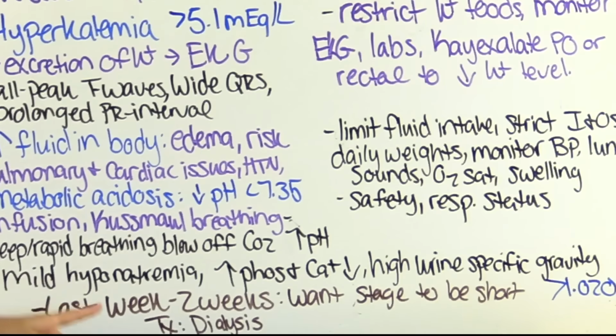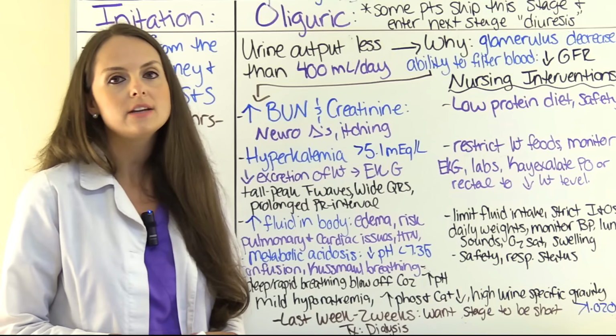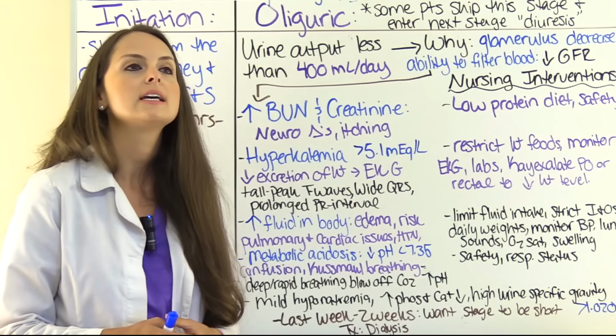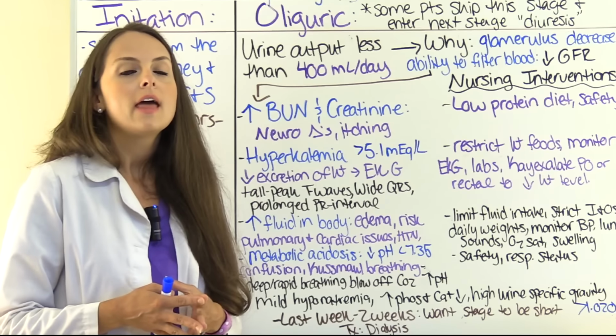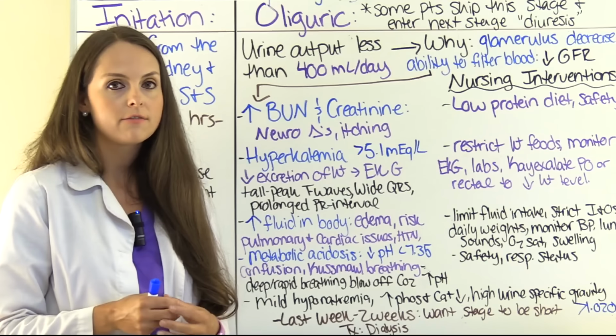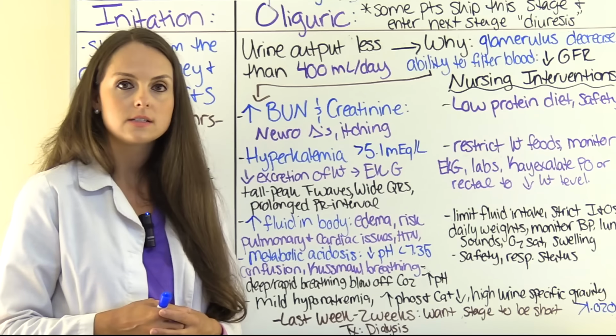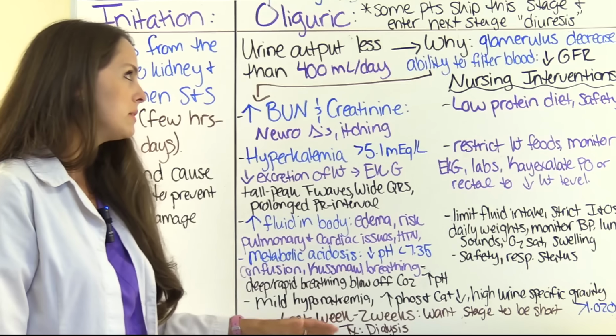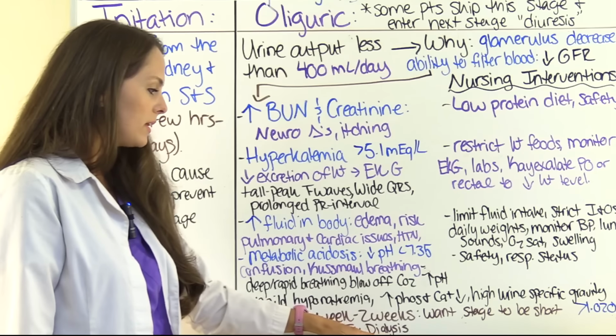Now, how long does this stage tend to last? It tends to last a week to 2 weeks, and you want this stage to be as short as possible, because the longer the stage is, the more of an increased chance that there's going to be damage to those nephrons, and again they can enter into end-stage renal disease, chronic renal failure. And the treatment for this stage is dialysis.